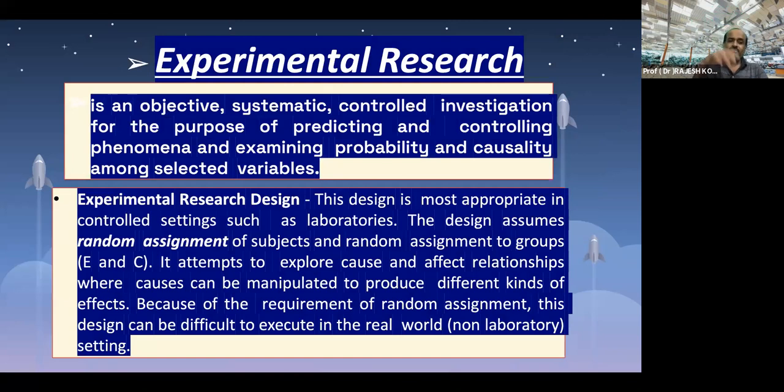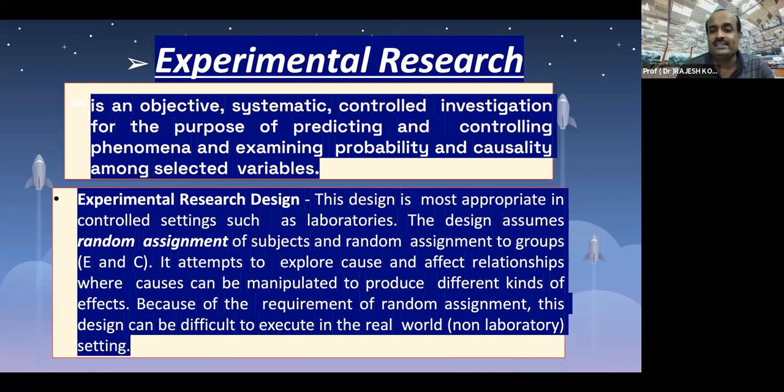Experimental research, of course, everyone knows, is a very objective, systematic, controlled investigation for the purpose of predicting and controlling phenomena and examining probability and causality among selected variables. Over here, we will find out what the cause is and what effect this cause is having. Always keep in mind this is the theme of research: for every effect, there is a cause. Without cause, there is no effect.